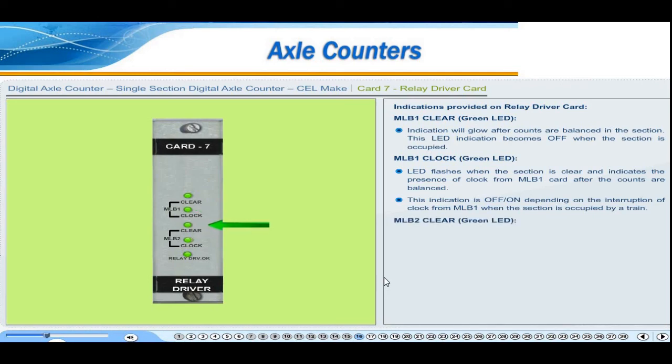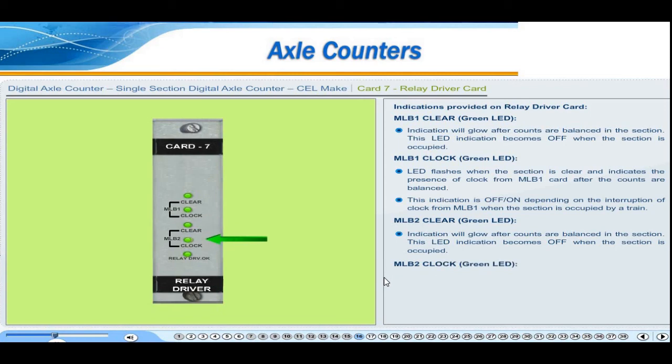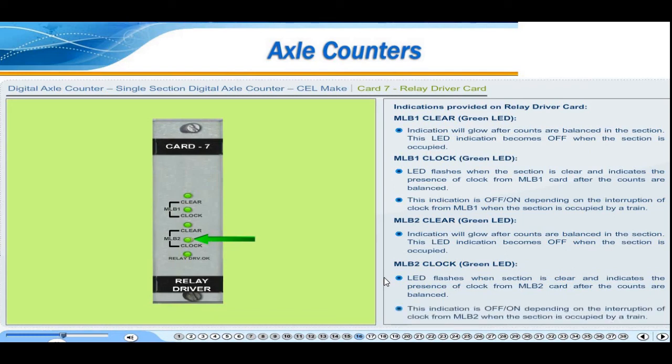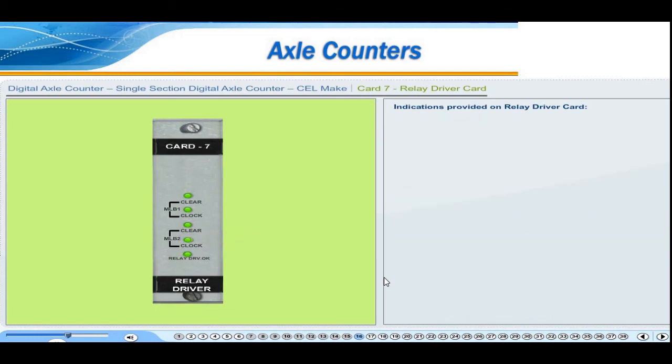MLB 2 clear, green LED. Indication will glow after counts are balanced in the section. This LED indication becomes off when the section is occupied. MLB 2 clock, green LED. LED flashes when section is clear and indicates the presence of clock from MLB 2 card after the counts are balanced. This indication is off or on depending on the interruption of clock from MLB 2 when the section is occupied by a train. Relay drive, green LED.